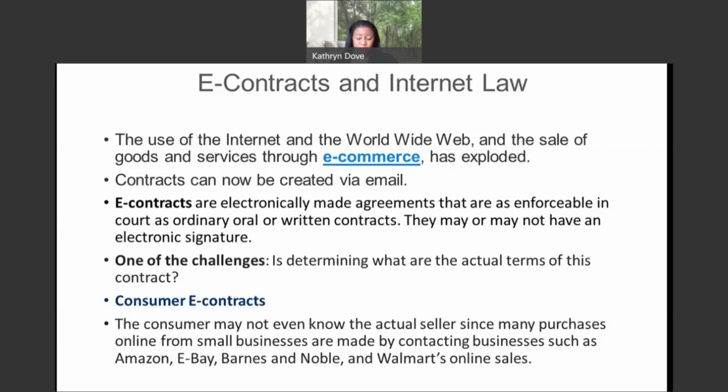So if you don't know who you're buying from as a consumer, it makes it even harder to understand the terms of the agreement if you don't know who you're buying from. So these are some of the challenges with consumer e-contracts.